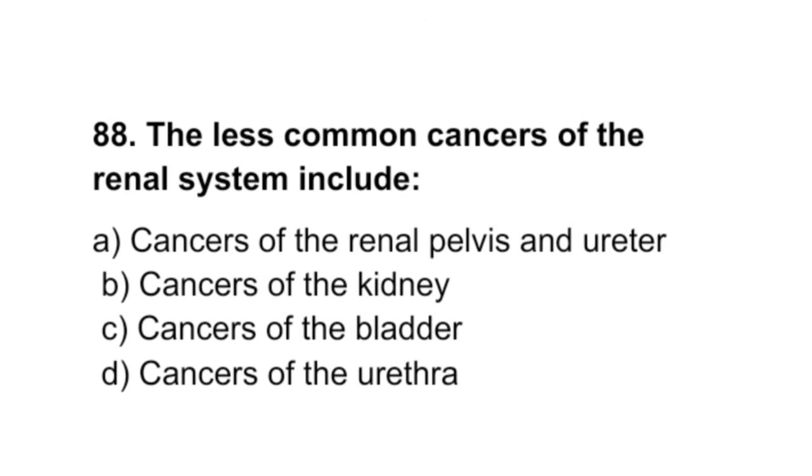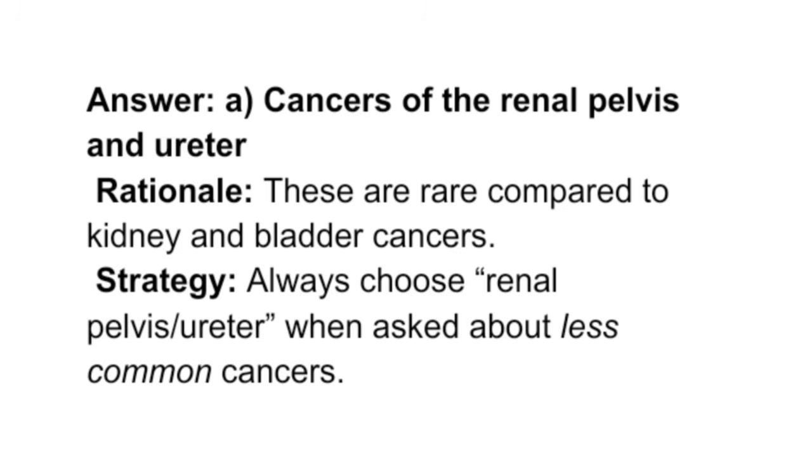88. The less common cancers of the renal system include: A. Cancers of the renal pelvis and ureter. B. Cancers of the kidney. C. Cancers of the bladder. D. Cancers of the urethra. Answer: A. Cancers of the renal pelvis and ureter. Rationale: these are rare compared to kidney and bladder cancers. Strategy: always choose renal pelvis/ureter when asked about less common cancers.